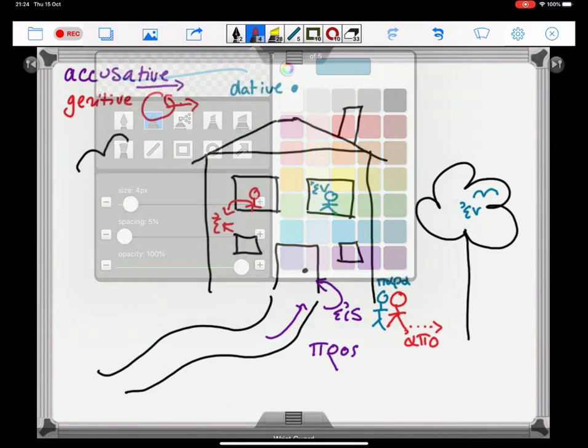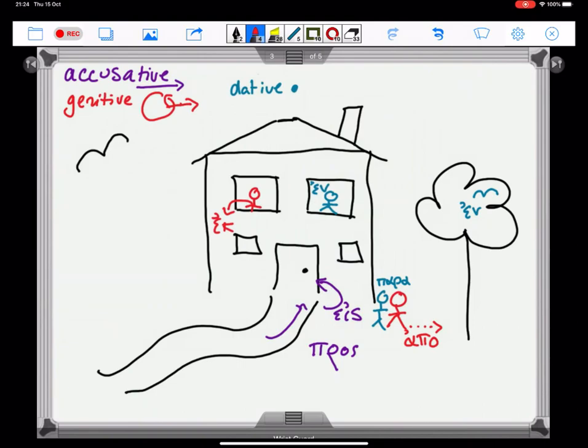If, however, we put para into the genitive, then we've got someone who's going from the side. And if we go into the accusative, then we've got someone who's alongside.